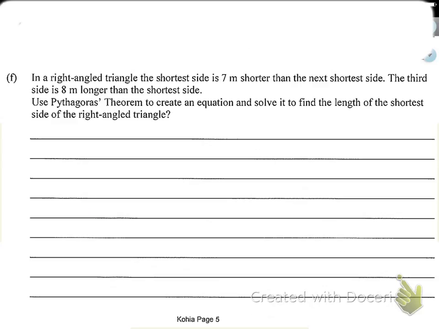For this question, draw a right-angled triangle and label the sides. I'm going to call my shortest side x. So there's my triangle. Now use Pythagoras theorem.